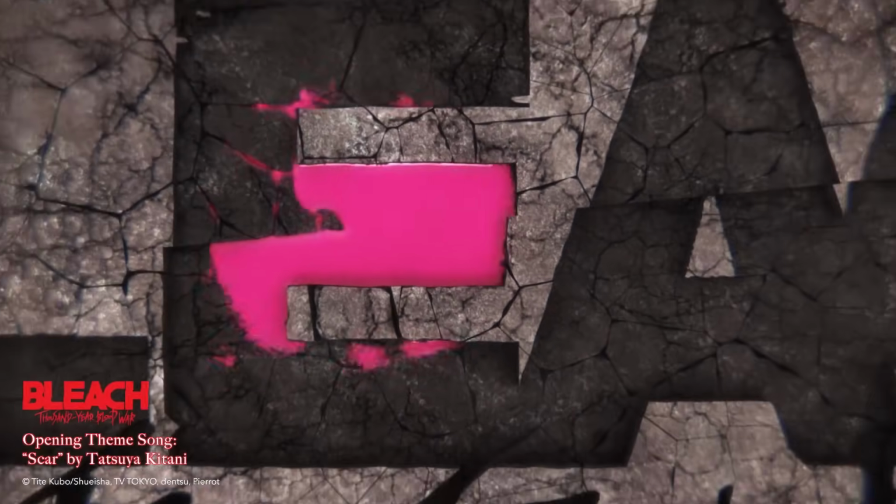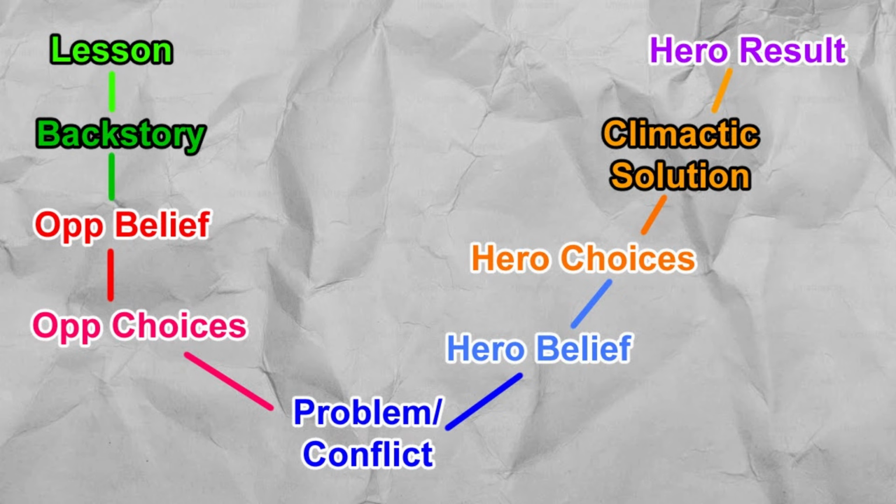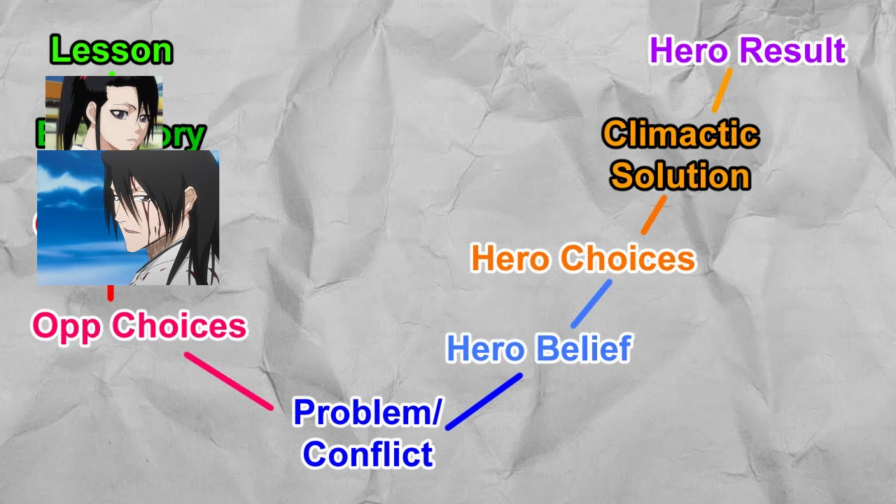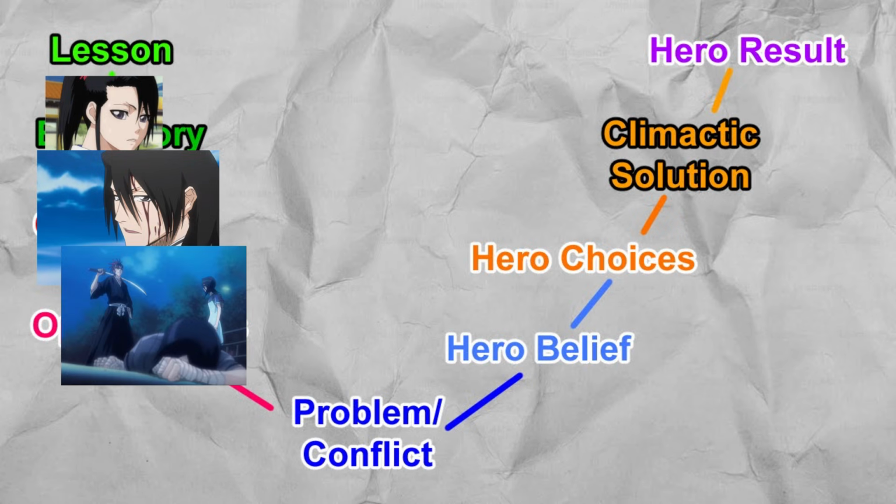Here's one more from Bleach, Soul Society. The lesson is that bonds are more important than rules. Byakuya has the backstory of being a noble. This makes him believe that he has to uphold the law. If he doesn't, why should anyone else? He makes the choice to capture and later execute his own sister, proving his dedication to his belief.